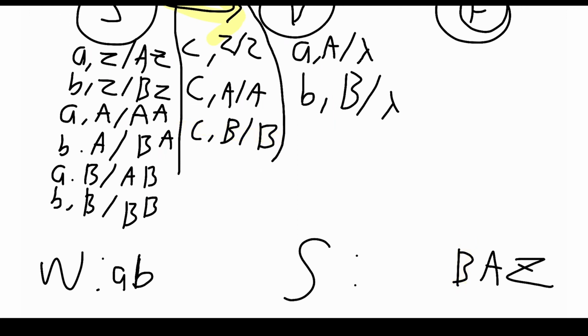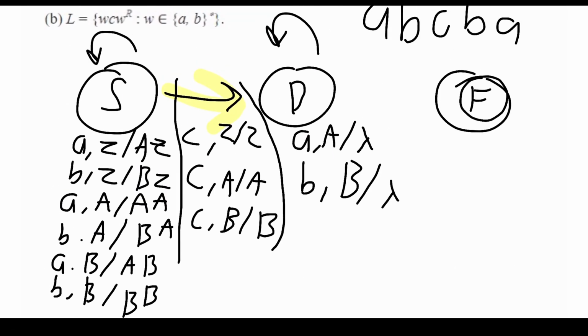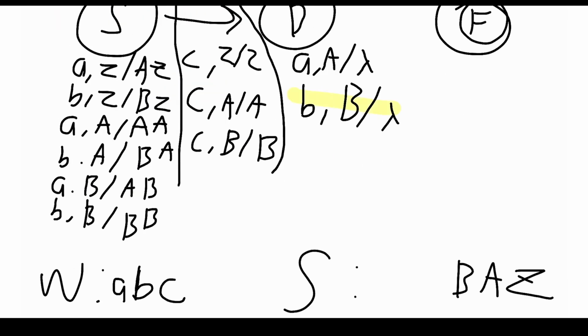Let's run these lines. We have a B at the top of our stack, so we're going to run this one right here of inputting B and removing B from the stack. And then we're going to do this A line right here by adding an A and removing this A from the stack. And now we only have a Z in the stack.